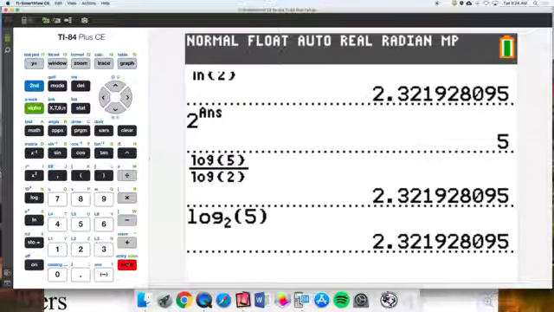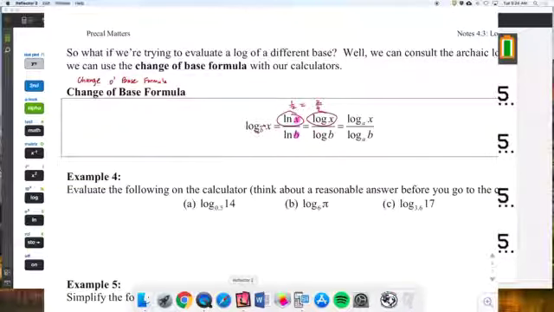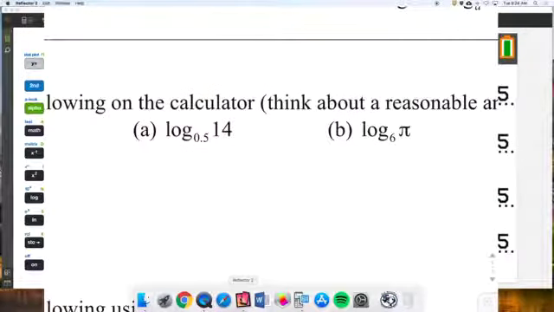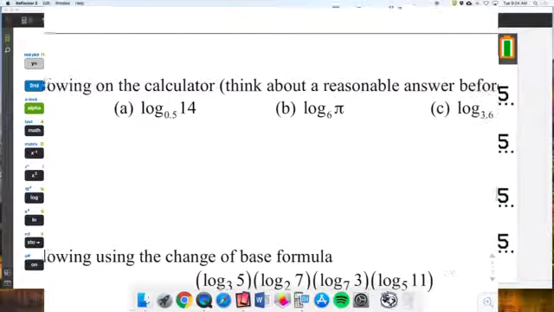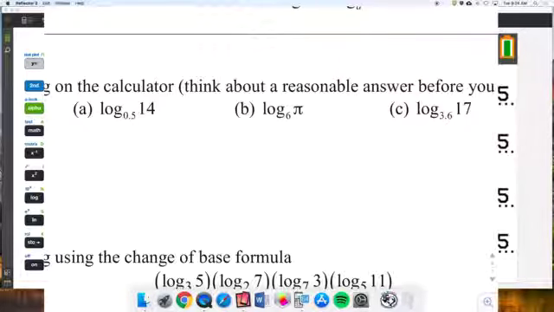All right, sweet. So having said that, let us go to example 4. And on your calculator, I want you to do these 3 questions, but I want you to use the change of base formula, okay? In fact, I want you to do 2 things before you go to the calculator. Number 1, think about a reasonable answer. And number 2, write down the change of base in terms of base E. All right, I'll give you a couple minutes to do that. Just do those three right there, A, B, and C. Don't use log base. Use the change of base formula.